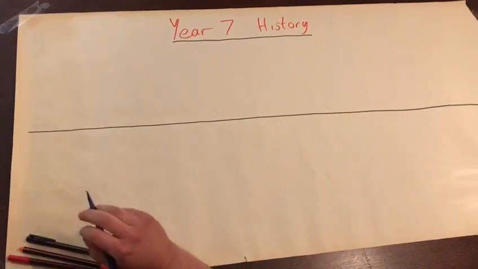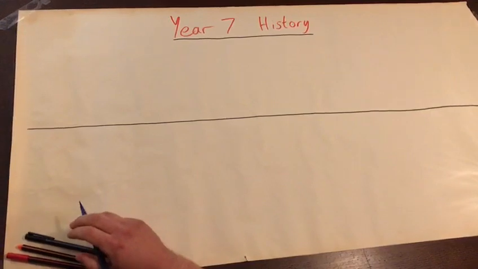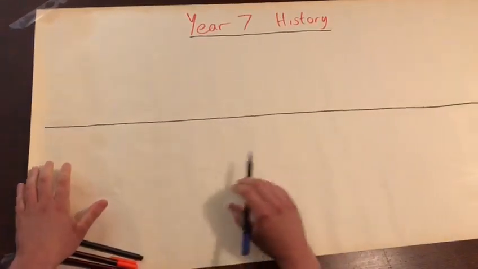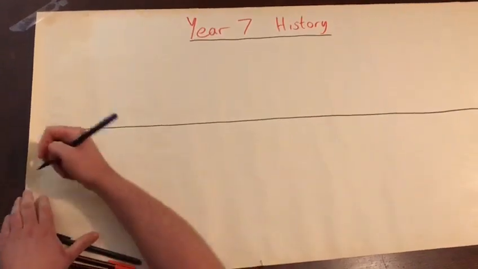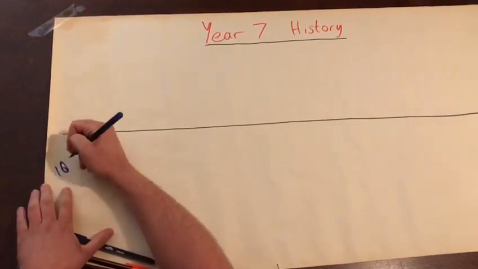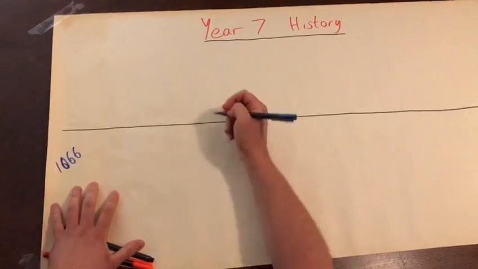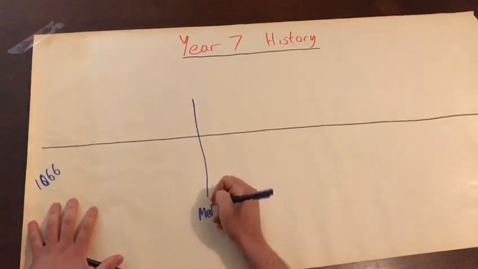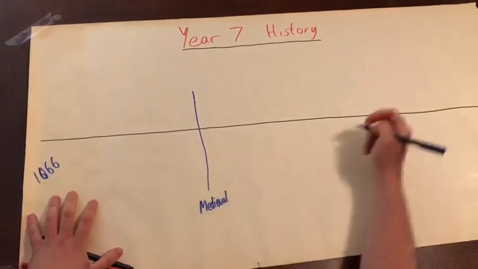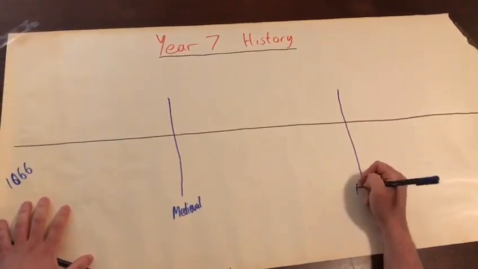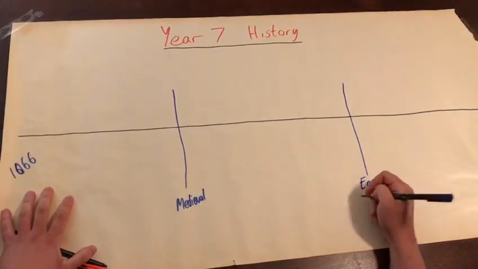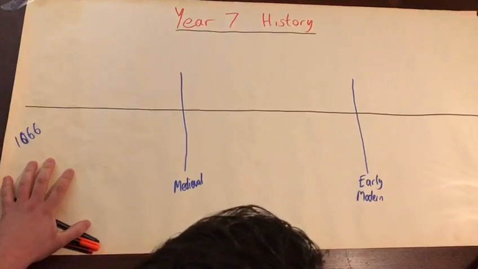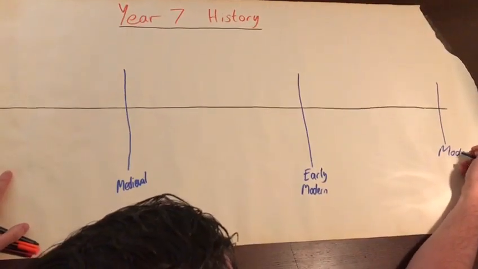Just as a quick recap today, we're going to start off by looking at what we do in Year 7 and the chronology of it. So here we've got our timeline of British history, which is what we do in Year 7. So we start in 1066 down here, so then we split these into the three areas. We've got medieval up to this point, early modern up to this point, and our last of our sections is modern up to this point here.